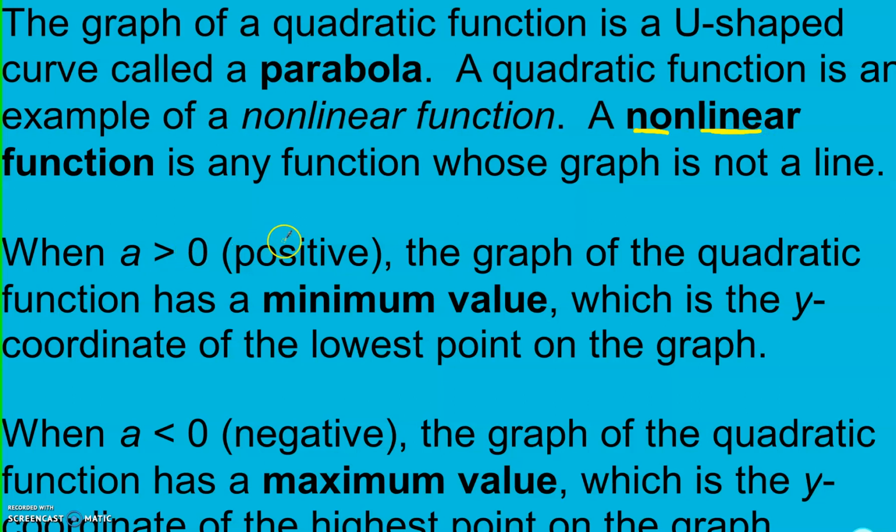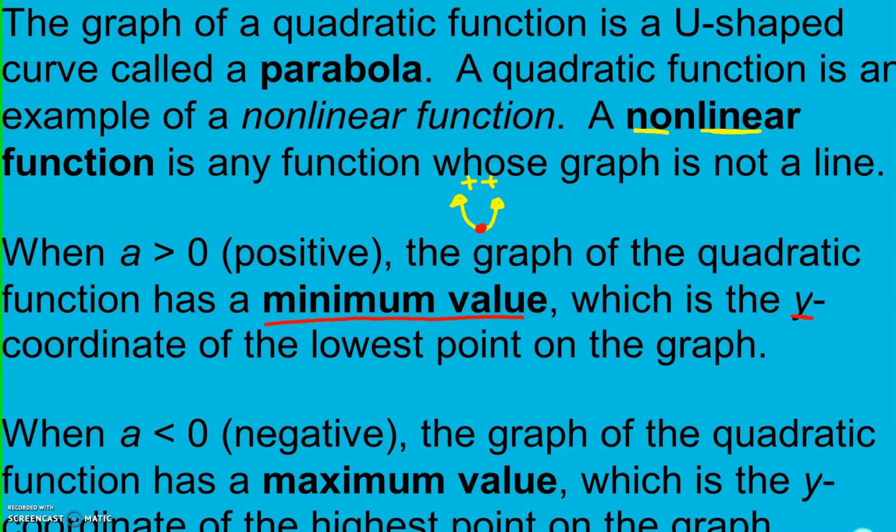When a is greater than 0 or positive, the graph of the quadratic function has a minimum value, which is the y-coordinate of the lowest point on the graph. So when a is positive, we get what looks like a happy face parabola. It opens up, and we have a lowest point. We call that our minimum value, and the value is the y-coordinate of that point. That point we call the vertex.